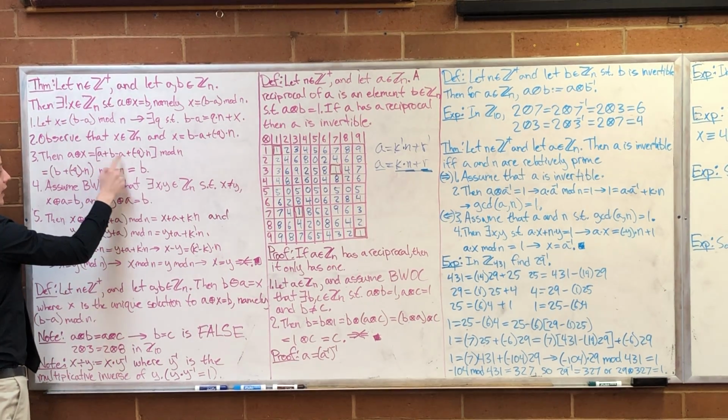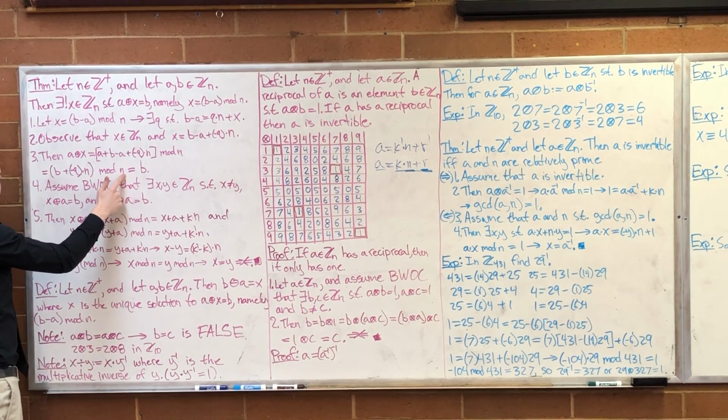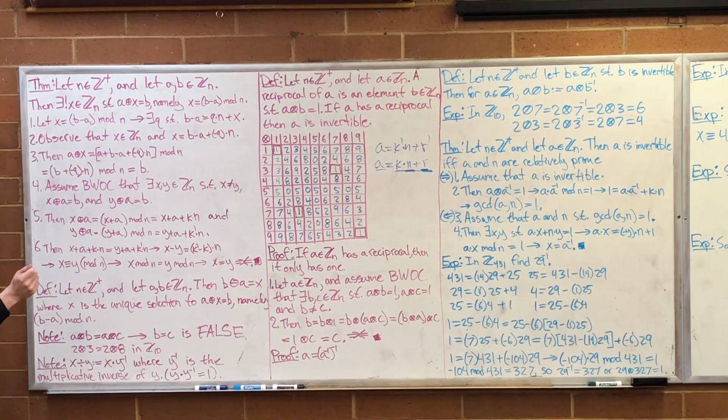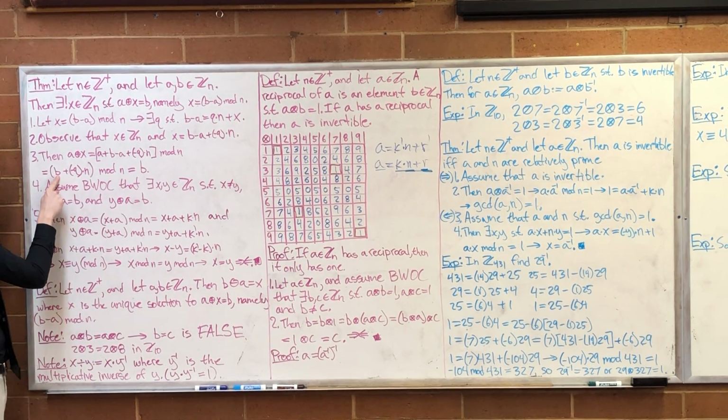Now, a minus a goes out, and we're left with b plus some integer times n, mod n. That's the same thing as just b. You with me on that? If we take this thing and we divide it by n, our remainder is going to be b.